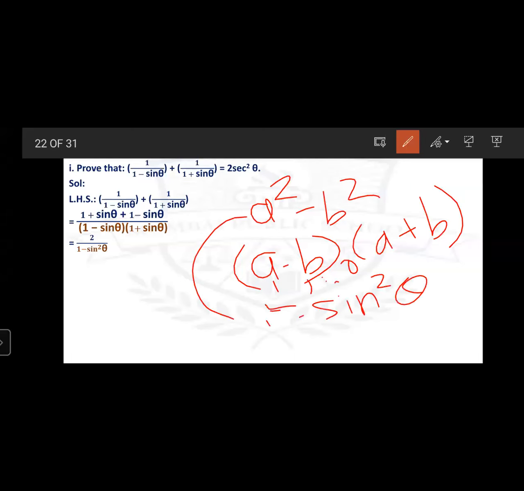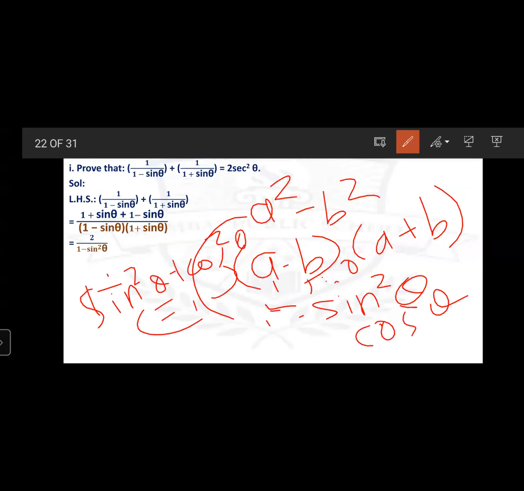So 1 minus sine square theta is equal to cos square theta. Already we discussed, sine square theta plus cos square theta is equal to 1. So from this, 1 minus cos square theta is equal to sine square theta, or 1 minus sine square theta is equal to cos square theta. So here we write 2 upon cos square theta.